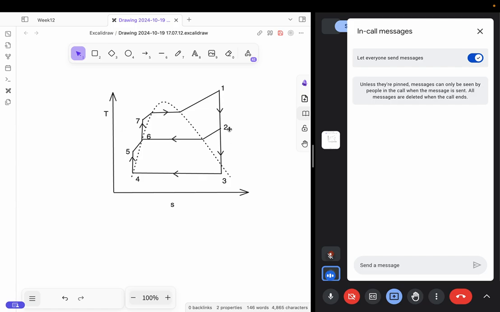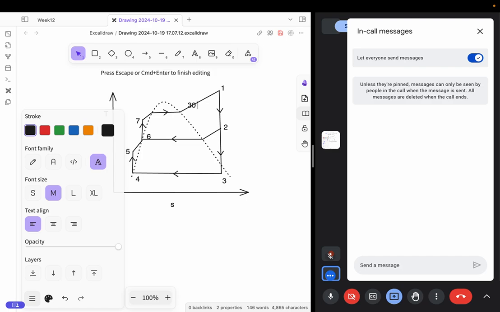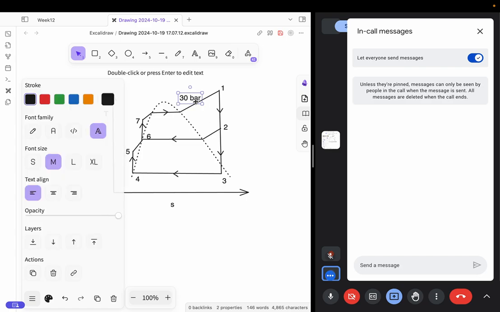So you go from 1 to 2. This is the feed water heater where it will go. And this is the condenser. This is pump 1, this is pump 2, and this entire path from 7 to 1 is the boiler process. The boiler process is happening at a pressure of 30 bar. So that is the inlet of your turbine.